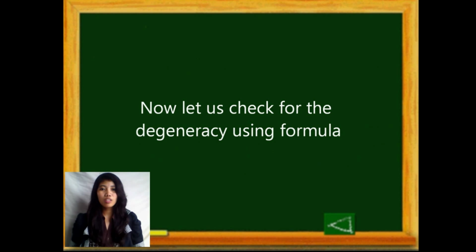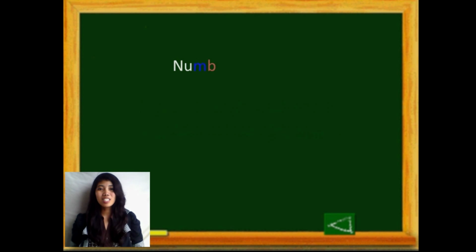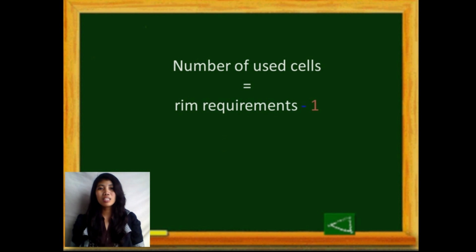Now, let us check for degeneracy using the formula: number of used cells is equal to rim requirement minus 1. The most negative improvement index is negative 680. Now, let's proceed to the next step. Step 4. Develop an improved solution.